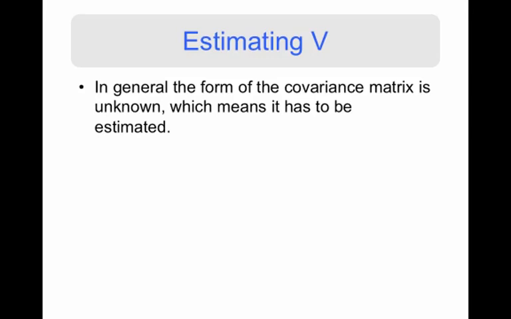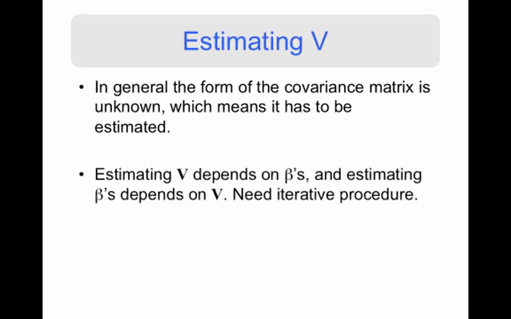So in general, the form of the covariance matrix is unknown, which means it has to be estimated. And estimating V depends on beta, and estimating beta depends on V. So how do we solve this? Well, in statistics, we usually use iterative procedures to do this. So we assume a value of V first, estimate beta, then plug that value in to get a new value of V, and then we iterate.